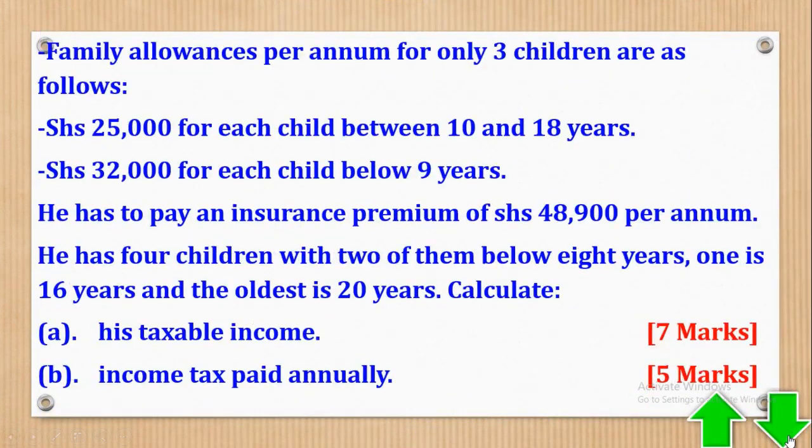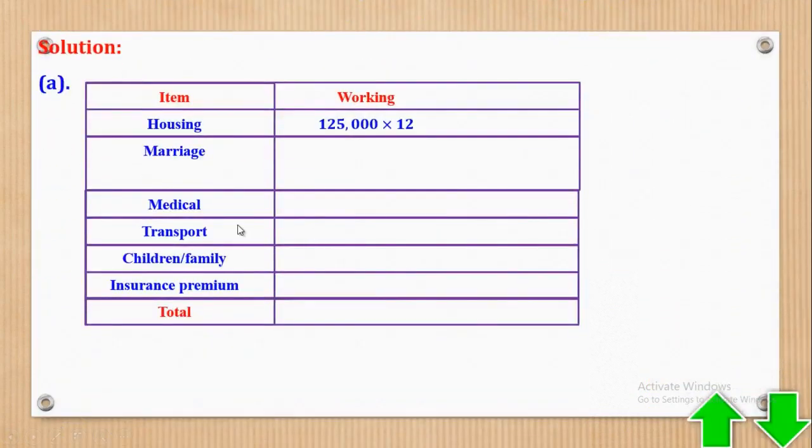So let's first do those calculations. For housing, it is 125,000 times 12. For marriage, it was 1/10 multiplied by the gross annual income, which is 6.46 million. For medical, there is no need to calculate because it was already per year. But for transport, it was 60,000 per month, so we have to multiply by 12.